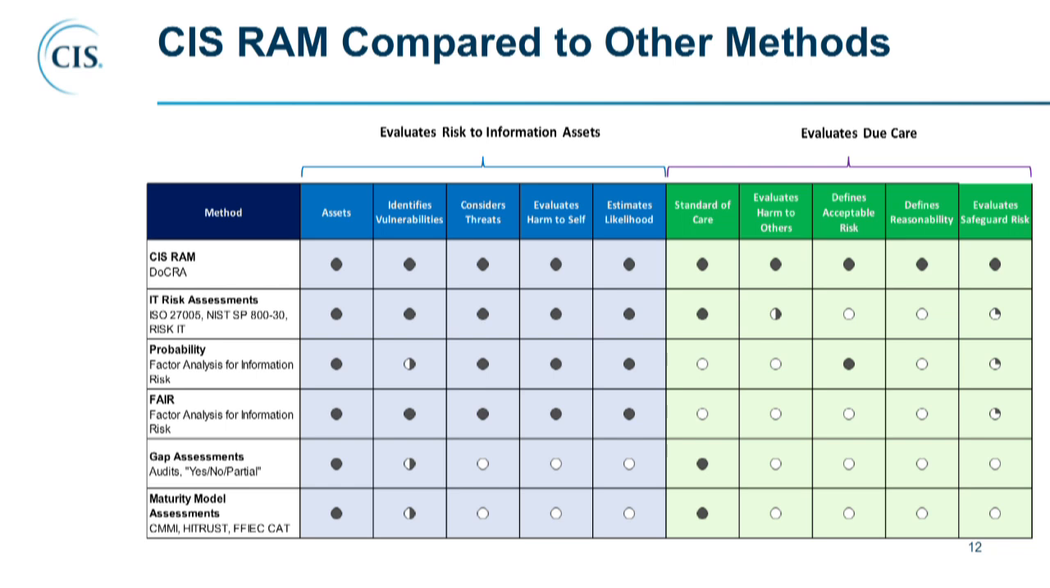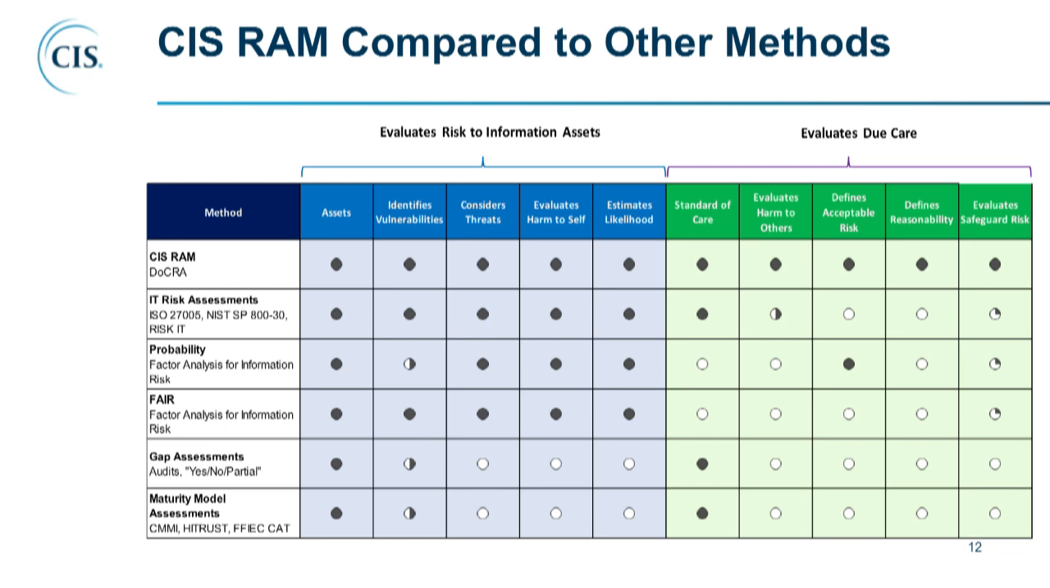So you look at the security assessment methods from the bottom: maturity models and gap assessments. They're not doing a lot of what we have in risk analysis. They're not looking at the foreseeability of threats. They're not looking at impacts. They're not looking at potential harm that can come to us. As you go up, you see factor analysis for information risk does quite well. Probability does quite well. And the IT risk assessments you see by ISO and NIST are doing quite well.